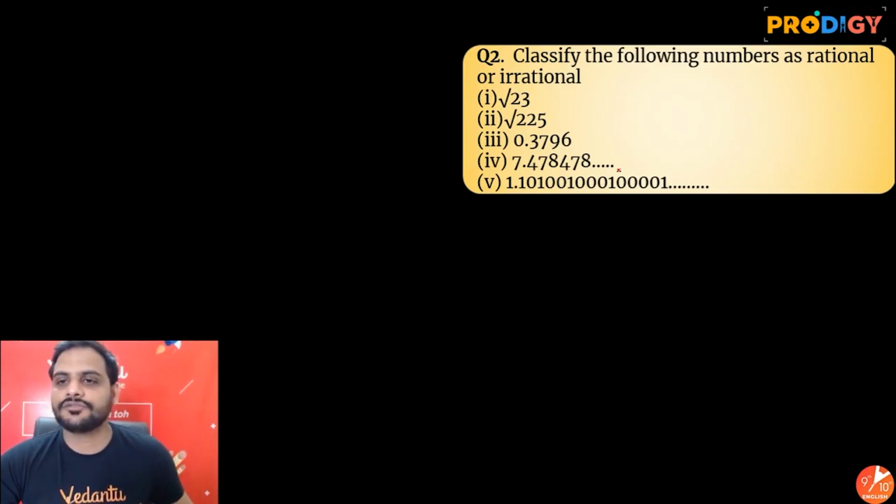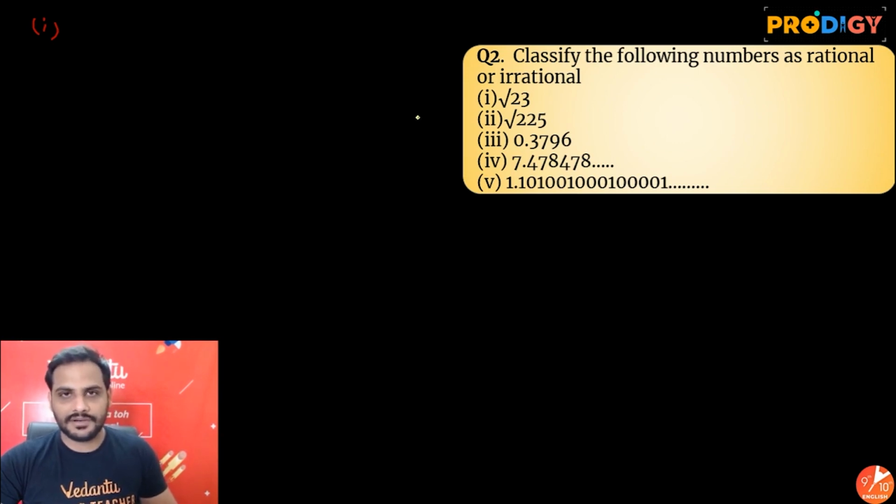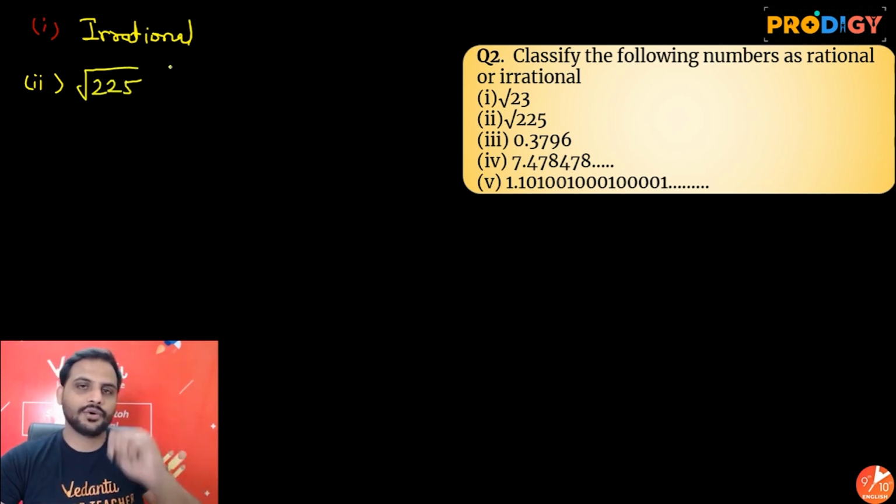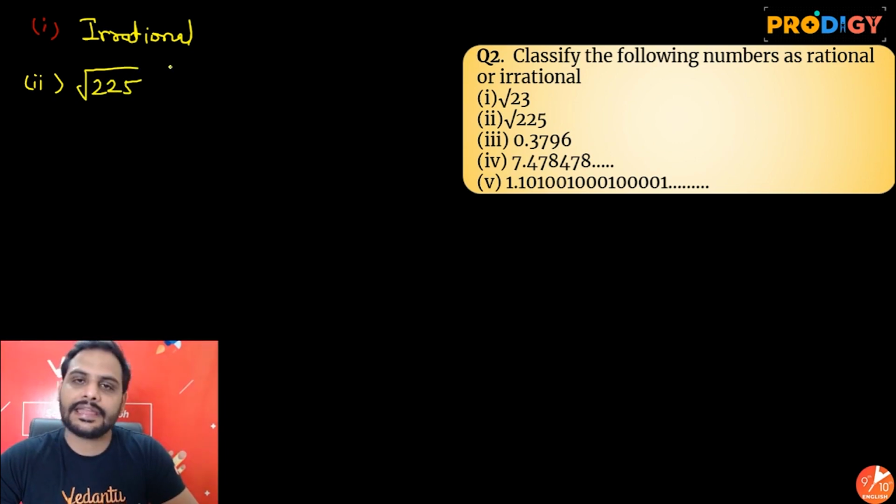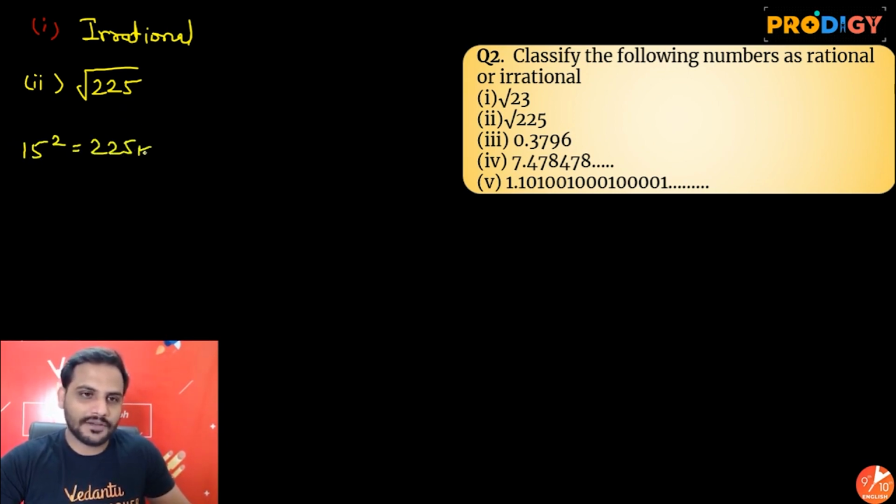Next one. Classify the following numbers as rational or irrational. Now look beta, first one, root 23. If you see, root 23 is a non-perfect square number. It is not a perfect square. That is why it will be irrational. Second one, square root of 225. Now beta, you need to be very careful over here. You know that 15 square is equal to 225. So 225 is a perfect square. So root 225 will be 15. So it is a rational number.